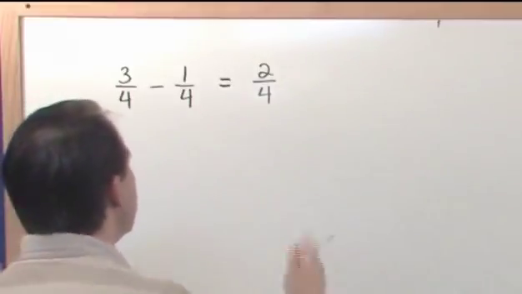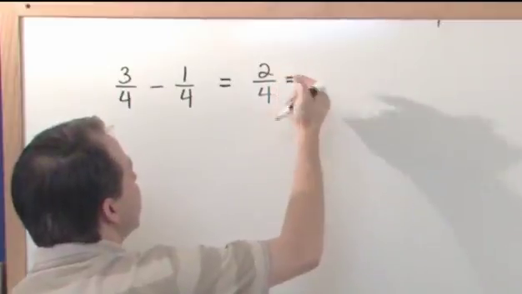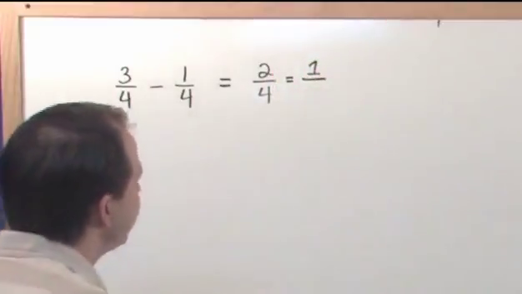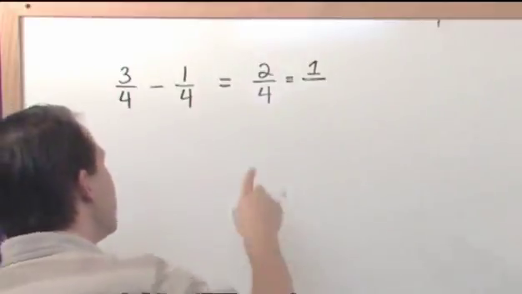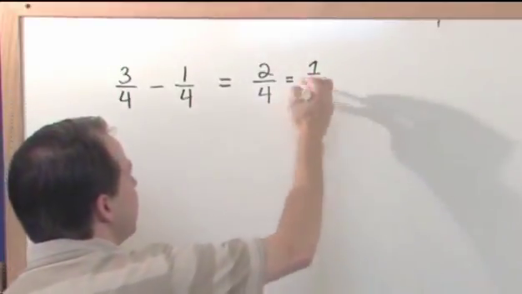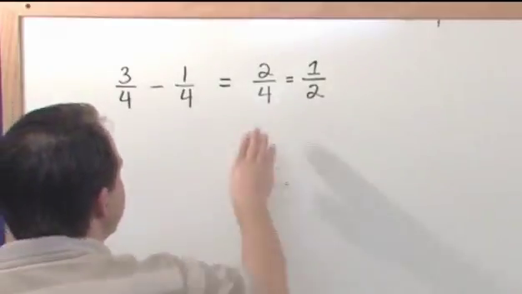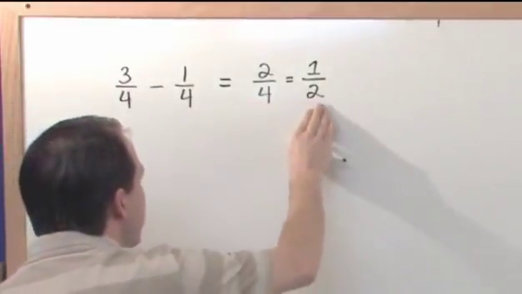2 will go into 2. How many times does 2 divide into 2? 2 divided by 2 is 1 time, so I put a 1 there. And then I do the same exact thing to the bottom. 4 divided by 2 is 2, so I put 2 there. Okay? So I've simplified this fraction from 2/4 to 1/2.